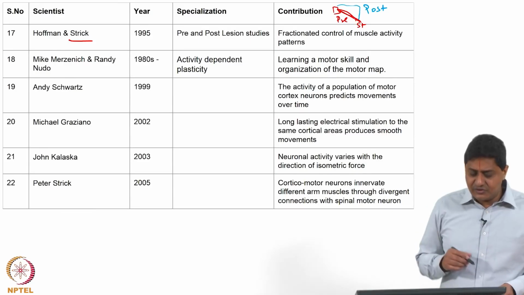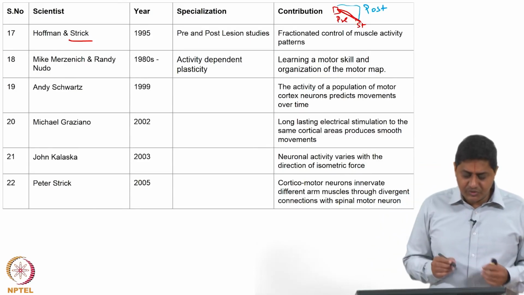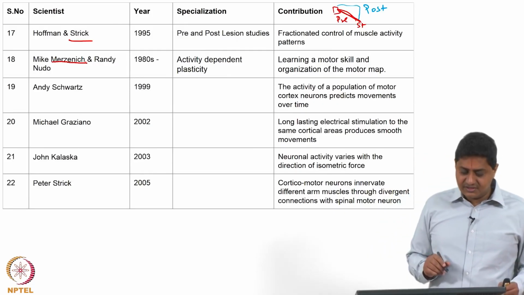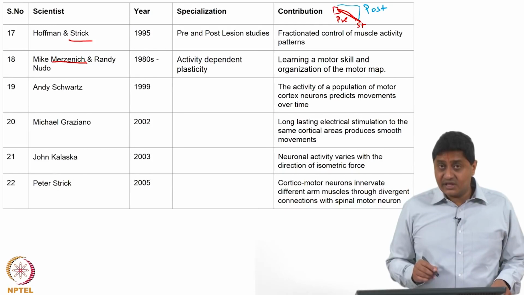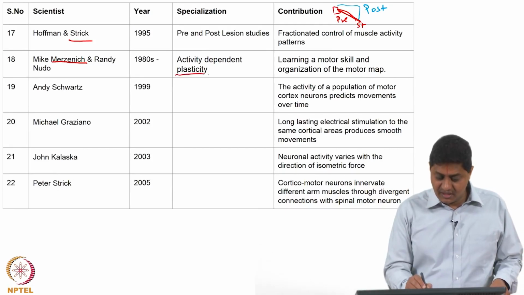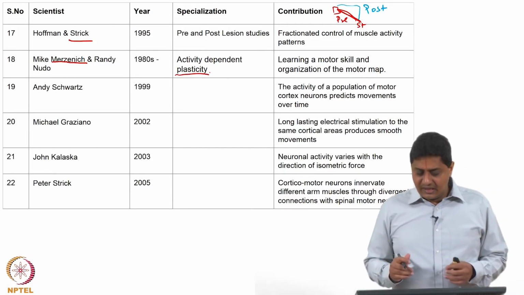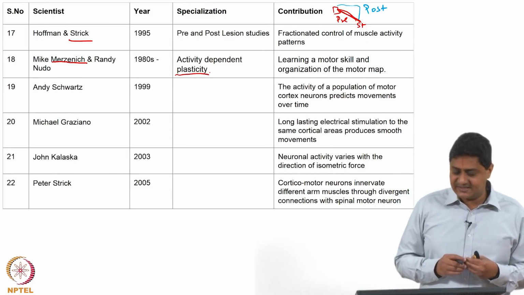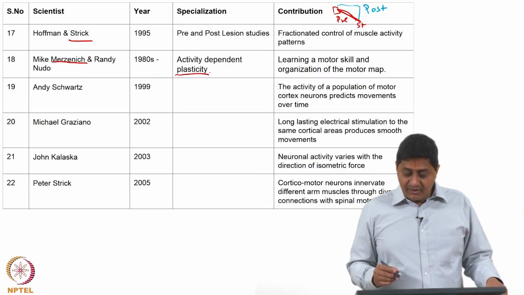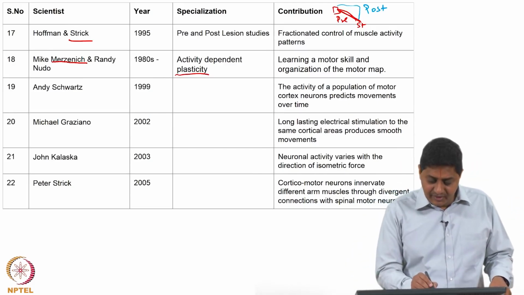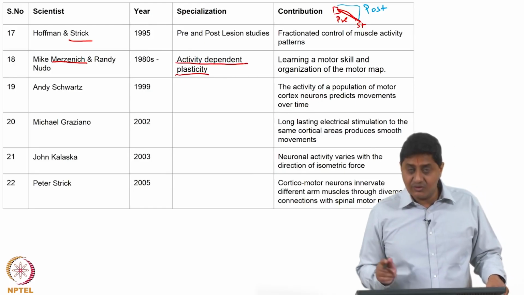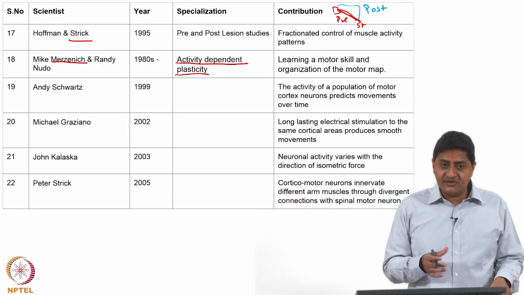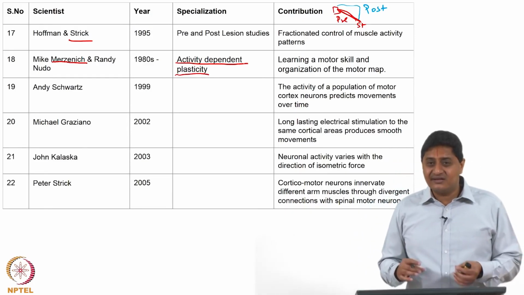Then come the revolutionary, extraordinary contributions from Mike Merzenich's group and his trainee Randy Nudo, talking about plasticity. This concept is revolutionary and has important, crucial implications for rehabilitation. So, what they found was that there was use-dependent or activity-dependent plasticity. So, as people learn there is reorganization. As they unlearn and forget, there is reorganization.